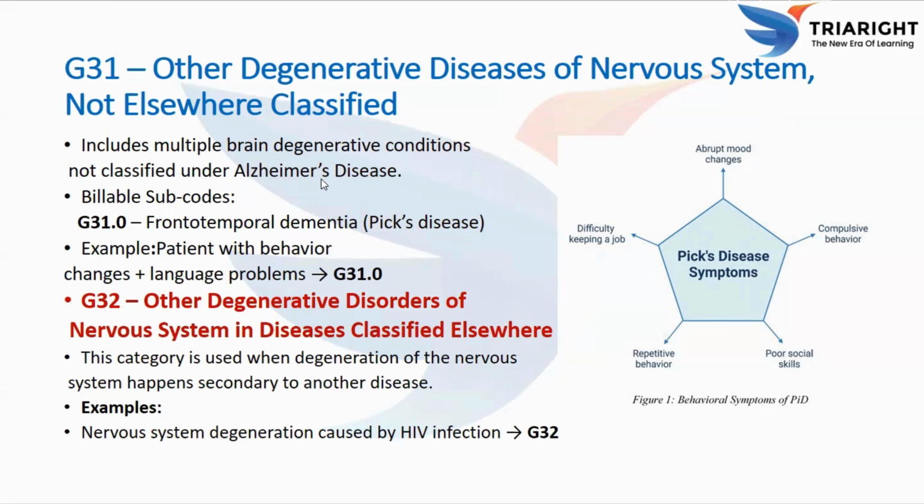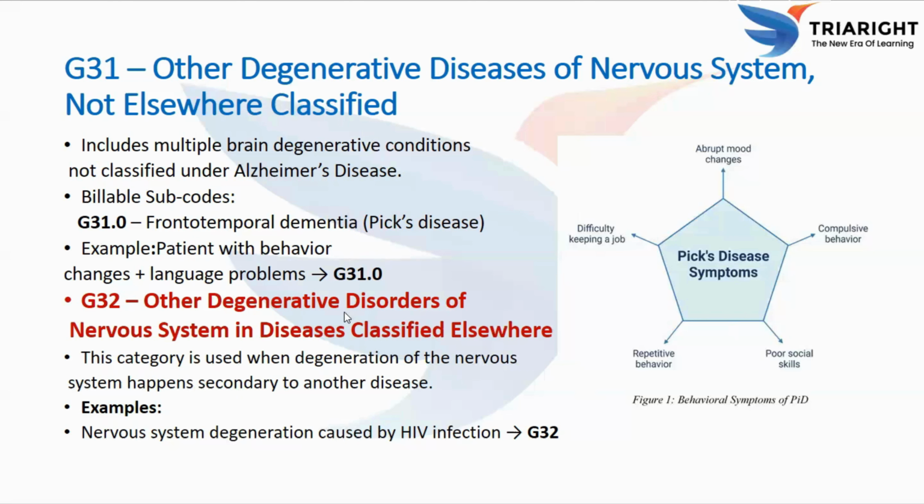So these conditions cause behavioral changes, language problems, personality changes, and also decline in thinking abilities. So what is G31.0? It is frontotemporal dementia, which is nothing but Pick's disease. What do you mean by FTD? It is a degenerative disease affecting the frontal and temporal lobes of the brain. You have four types of lobes in the brain, right? So this FTD affects the frontal and temporal lobes.